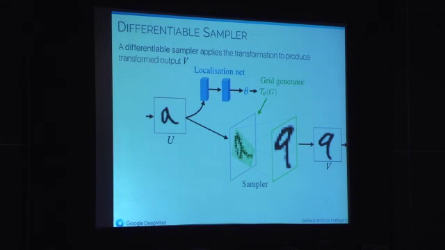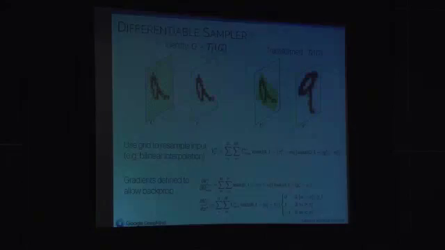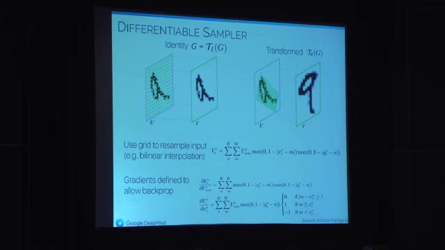And then the third part of this framework is a differentiable sampler, and that takes the sampling grid and actually applies it to the input, producing the transformed output. If we just used the regular prior grid, this would be the identity transform, as you can see on the left, and you just get a complete pass-through of the image. But by applying the transformation on the sampling grid, you get a transformed image on the right.